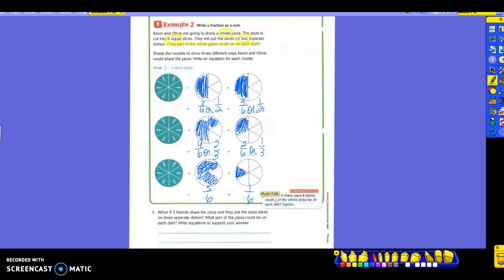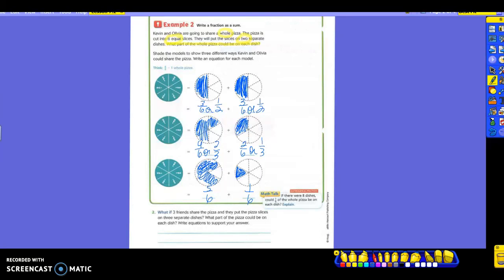I like this math talk question. I want you to read it to yourself for a second while you're waiting on everybody to get that written. It says, if there were 8 dishes, could 1/6 of the whole pizza be on each dish? If I have 8 dishes, or 8 plates, or whatever you want to talk about, could I put 1/6 of the whole pizza on each one?